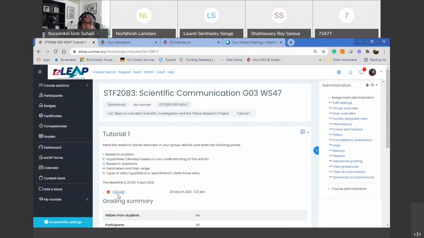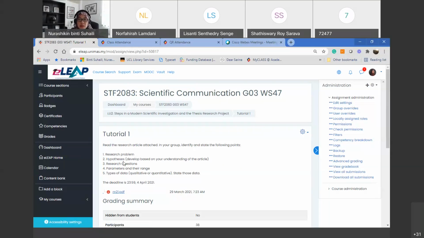So here I attach an article. You click on this PDF, right? Read the research article, and in your group, you can discuss. What you have to find out is you have to identify and state what is the research problem stated in the article. What are the hypotheses?